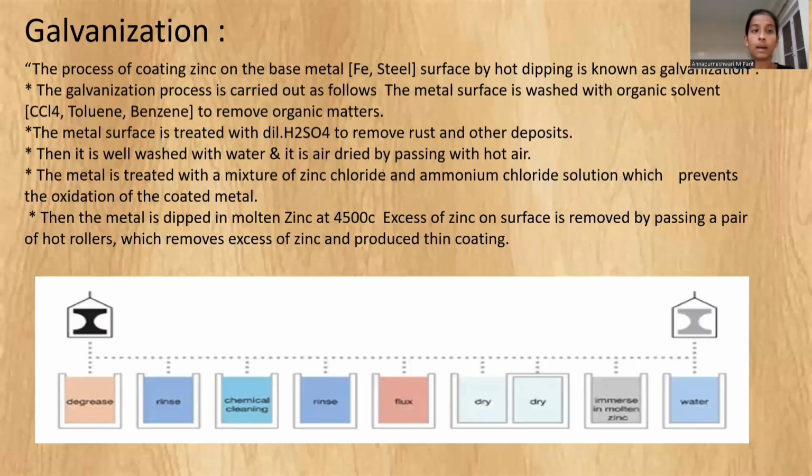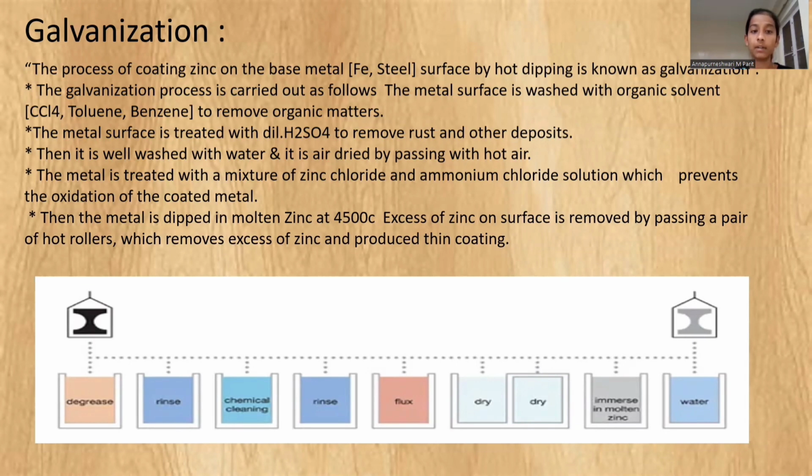Let's go through galvanization. Galvanization is the process of coating zinc on the base metal surface by hot dipping. The galvanization process is carried out as follows. The metal surface is washed with an organic solvent like CCl4, toluene, benzene, etc. to remove organic matter. The metal surface is treated with dilute H2SO4 to remove rust and other deposits. Then it is well washed with water and air dried by passing hot air.